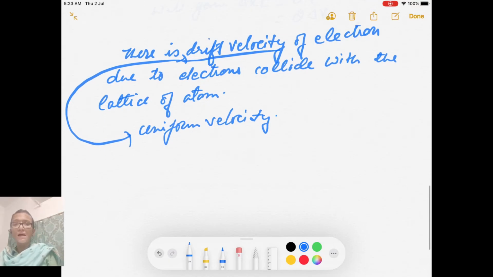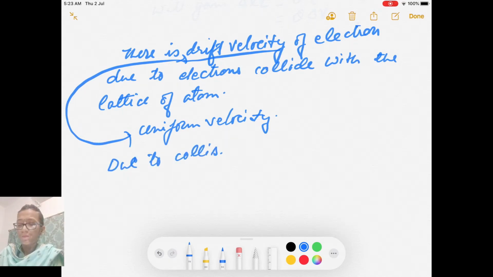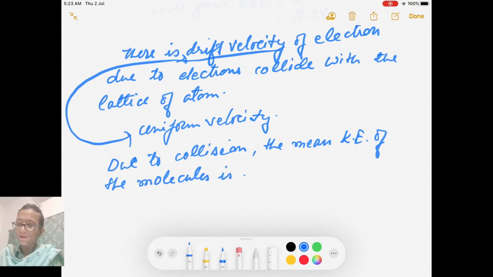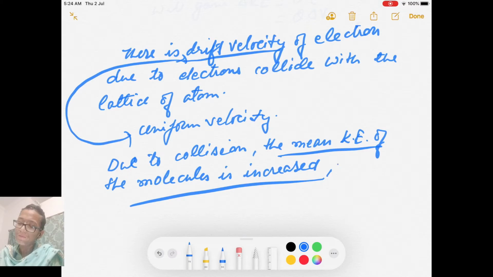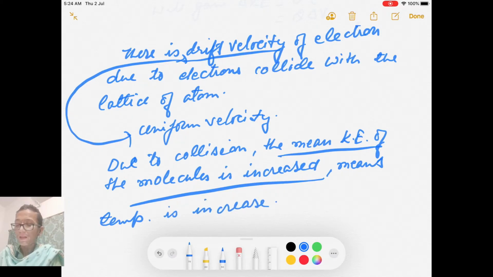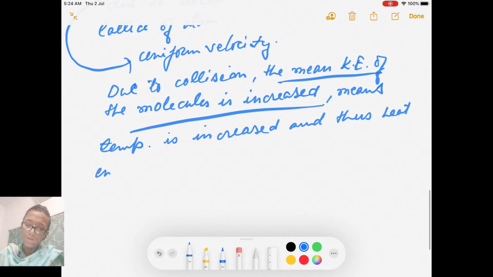Okay. So when it collides, due to collision, the mean kinetic energy of the molecules is increased, and this is called temperature, meaning temperature is increased. And thus heat energy is increased.